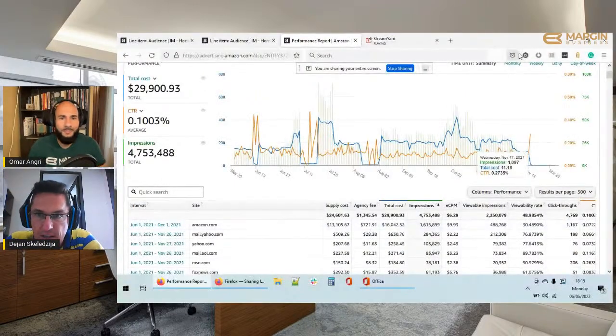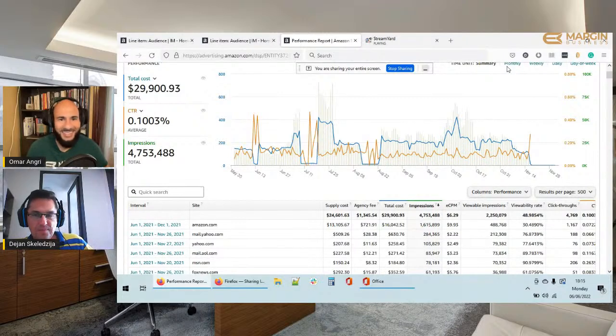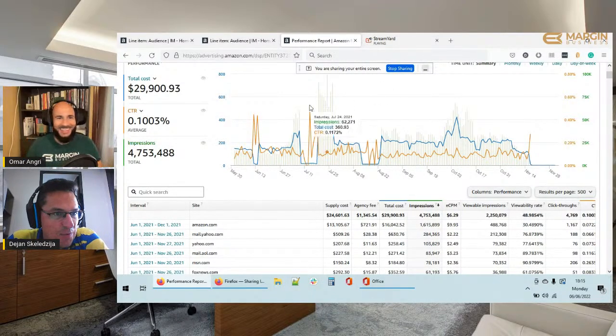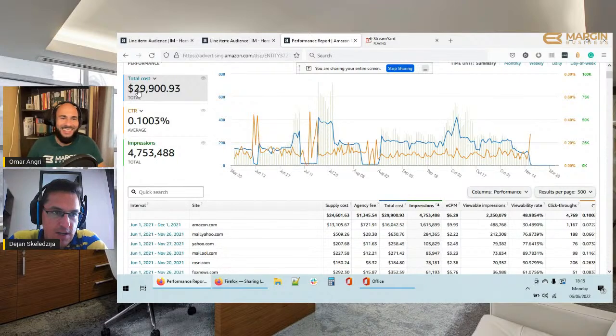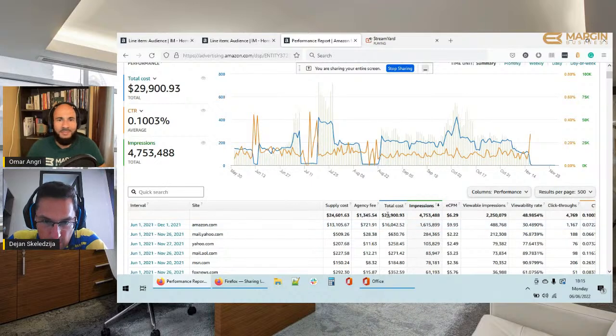So this is one campaign. Omar, if you can switch the screen, please, so we can see here. Okay, so this is a real campaign. We spent $30,000, right? This is $30,000 here. Real money, no joke, right? So here is written total cost.